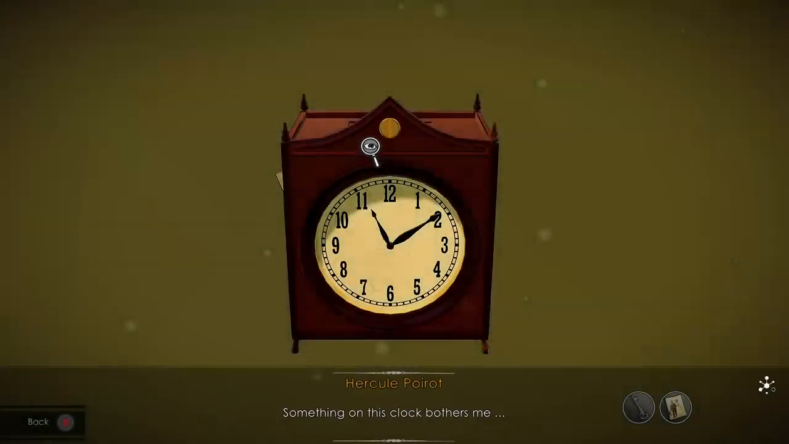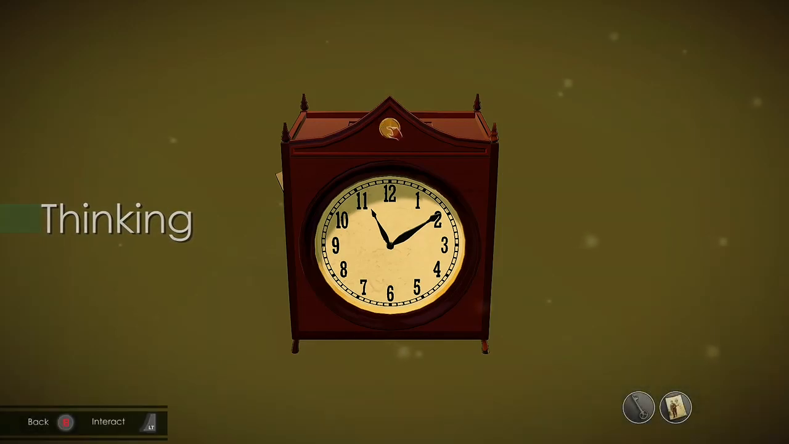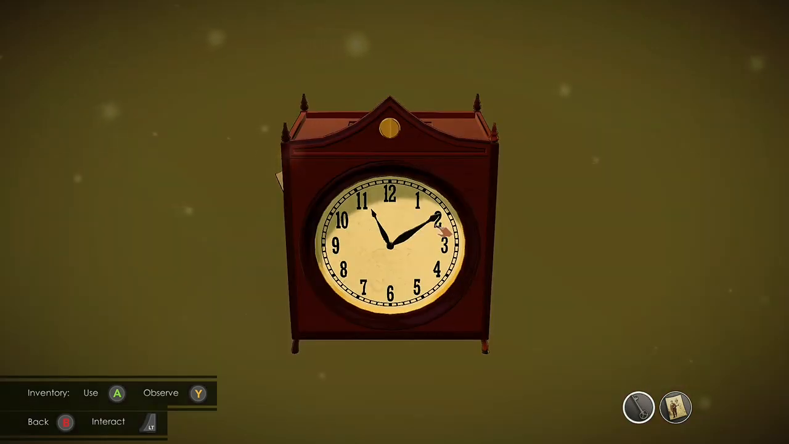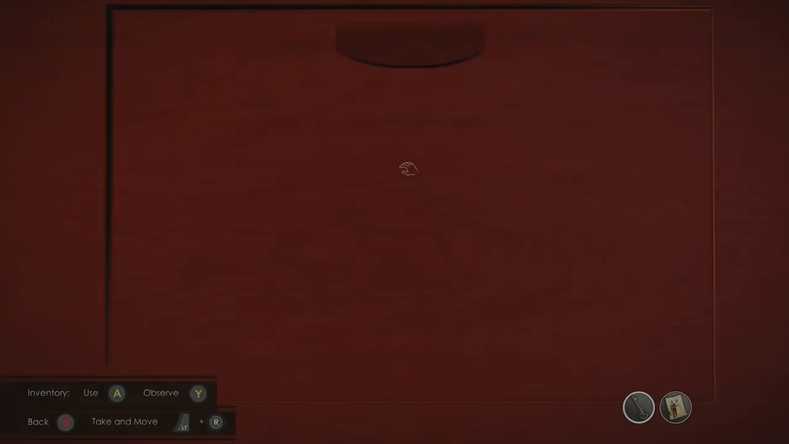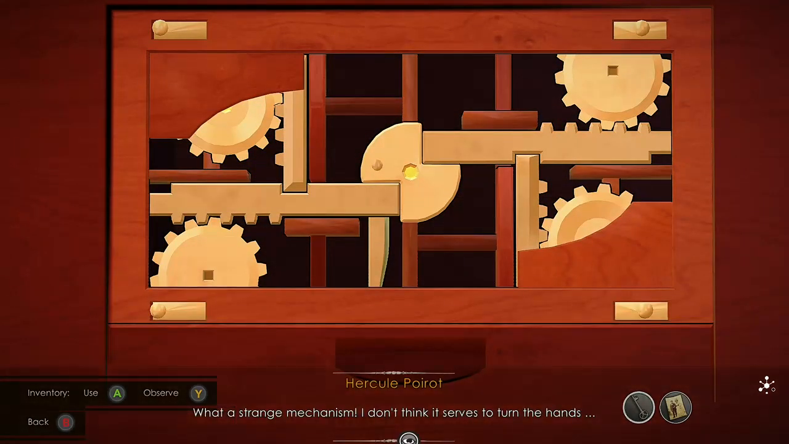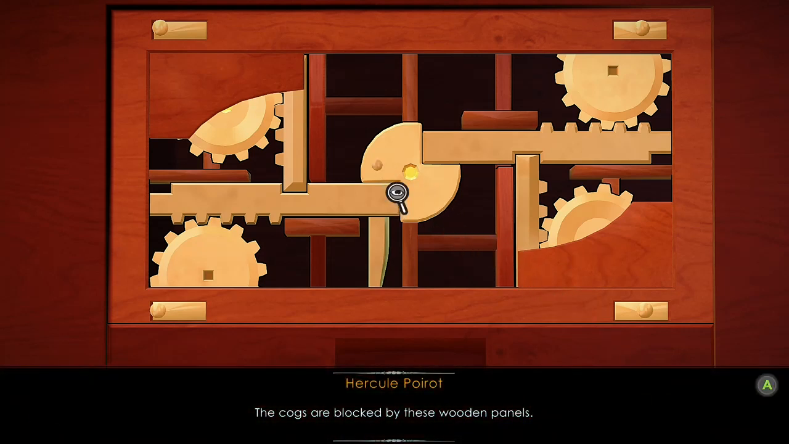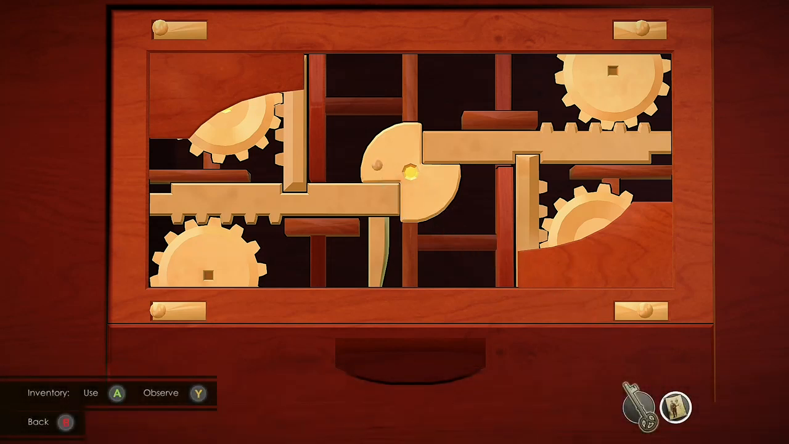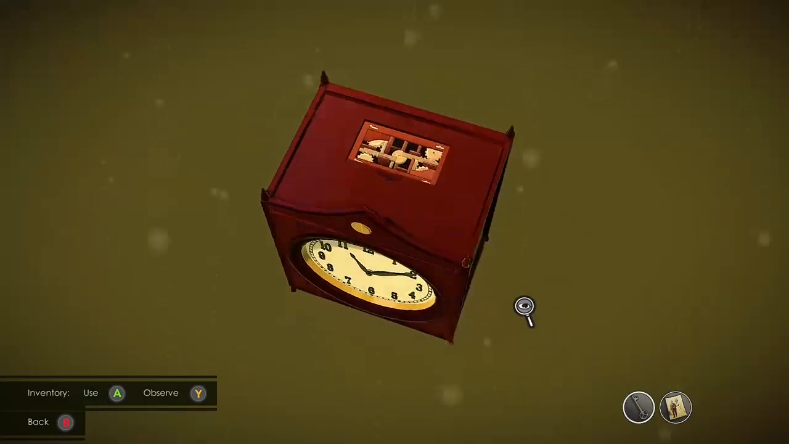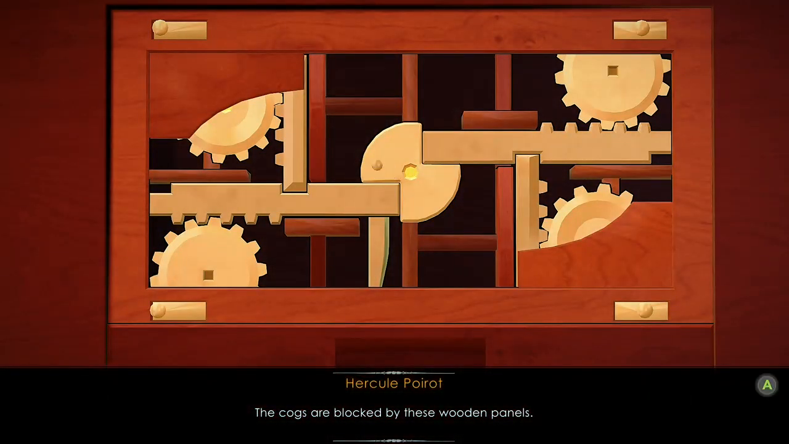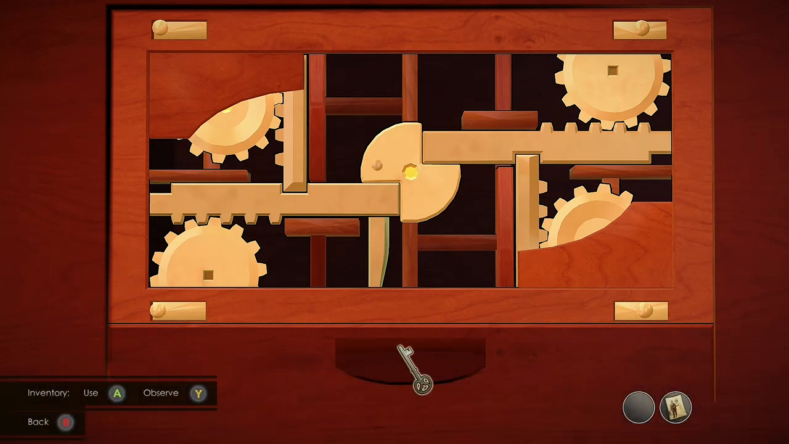Okay, so I got the key. Maybe this key will help on the clock. Right, okay. What a strange mechanism. Is this going to be pure guesswork? The cogs are blocked by these wooden panels. Oh, bugger. Wrong button. Yes, I get that. Shut up.